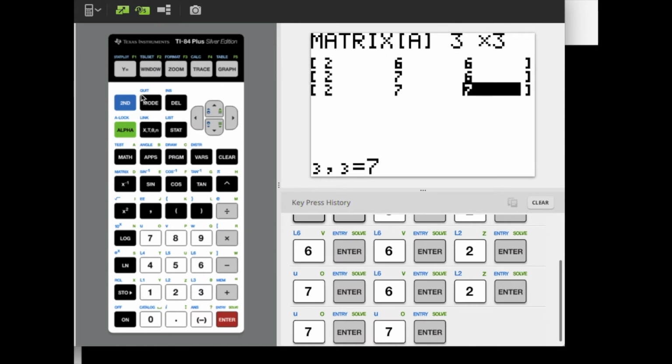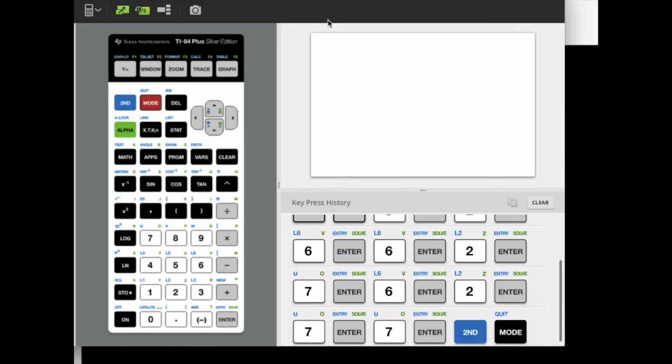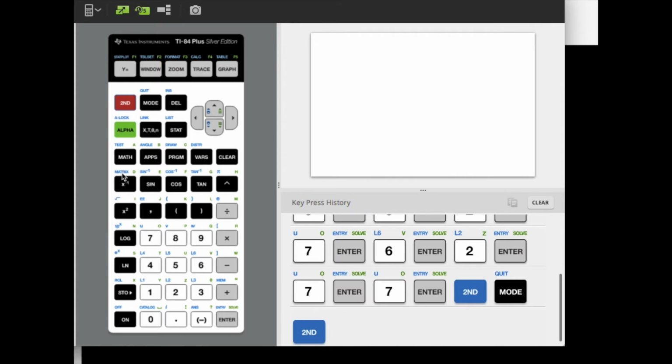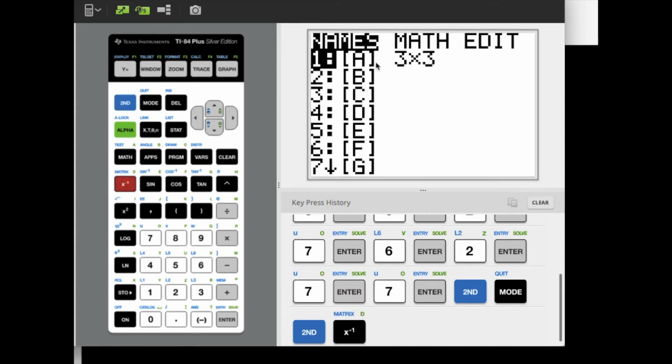Now I like to go back to my home screen. So on top of mode, you see quit, second mode, go back to my home screen so that it's nice and clean. I don't have any crazy stuff happen. And then I'm going to do something with that matrix. So if I want to do something with the matrix, go back to matrix, second, x to the negative 1, to pull up your matrix stuff. And again, you see now in matrix A, my 3 by 3 matrix is there. So it tells you that you have a matrix in there.